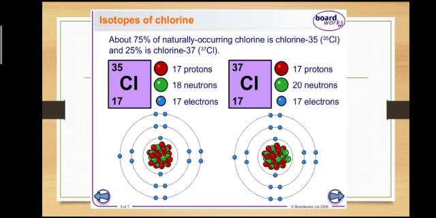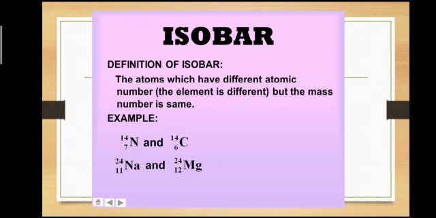Come to the next point, isobars. What do you mean by iso? As I said earlier, it means similar. Next letter B, the bottom number is different. Which is the bottom number? You're right. Atomic number is the bottom number.